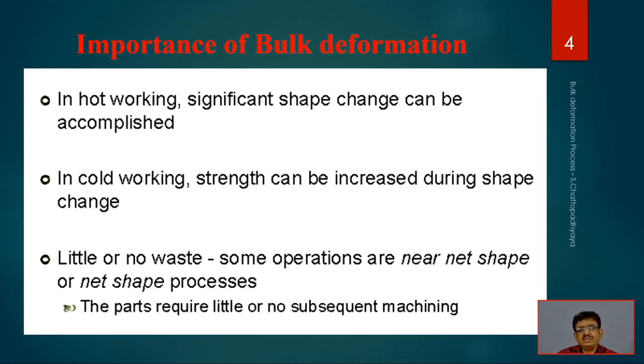In cold working, strength can be increased during the shape change. The reason is a very typical phenomenon called strain hardening. Strain hardening occurs because of the cold working process. At elevated temperature, strain hardening does not occur. So in hot working, the possibility of strain hardening is not there, but in cold working it is there. Sometimes we need the surfaces hardened so that wear and unintended removal of material are less. In many cases, the components require the surface to be hardened, case hardened, so that their longevity is great, they are wear resistant, and cold working is applicable, even if only cold working is feasible.